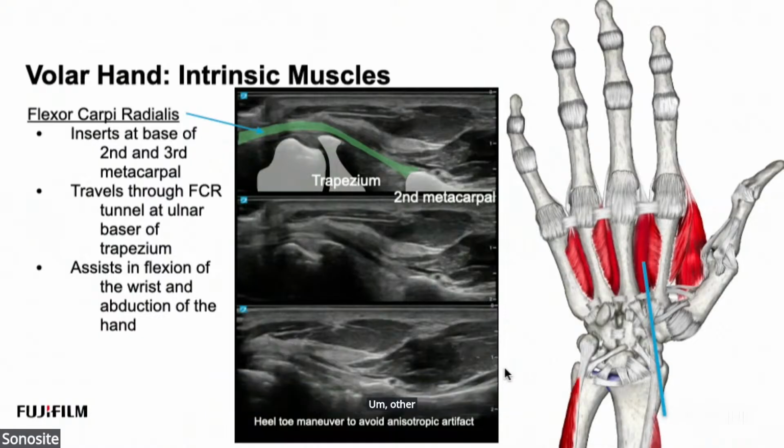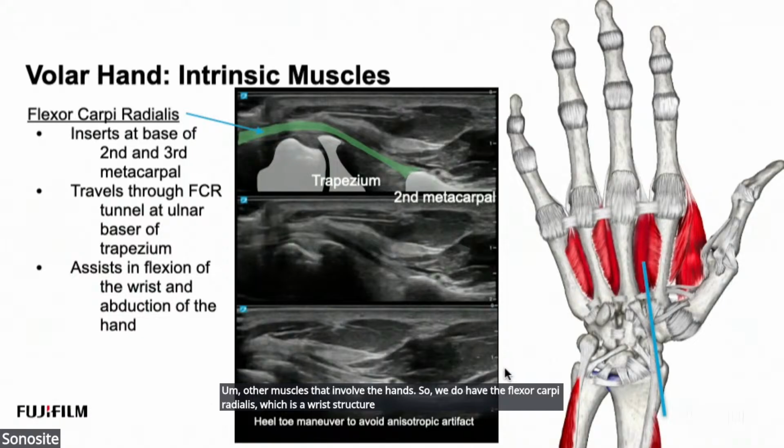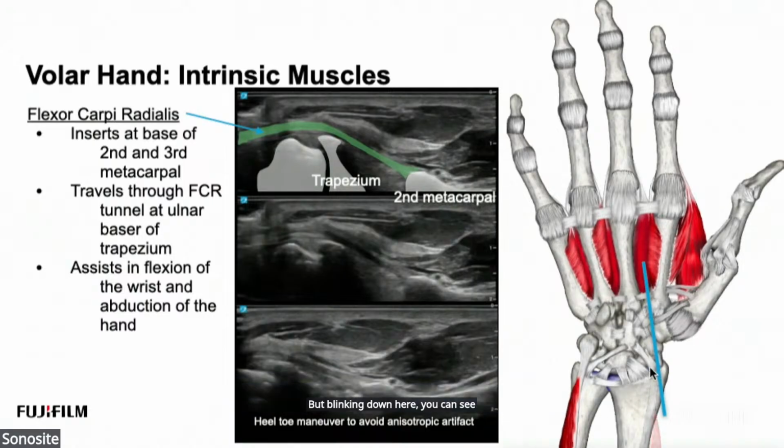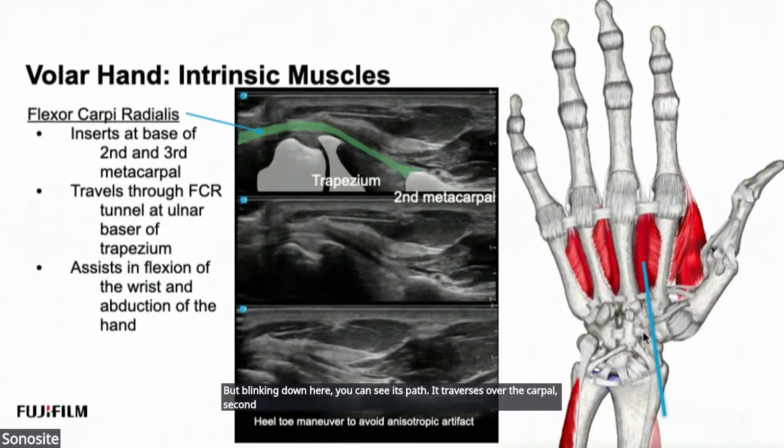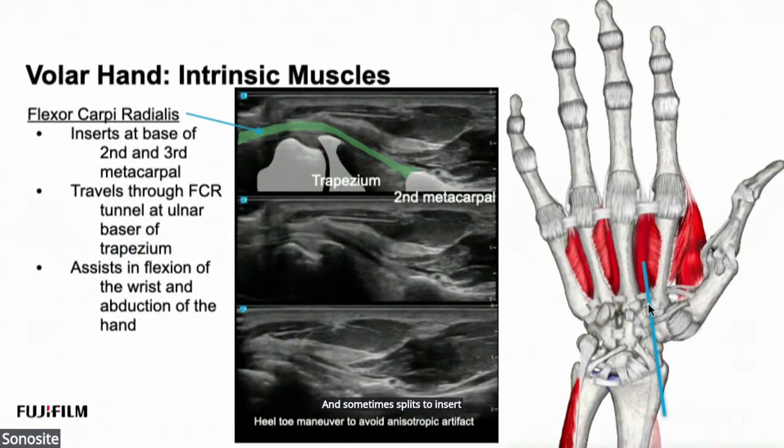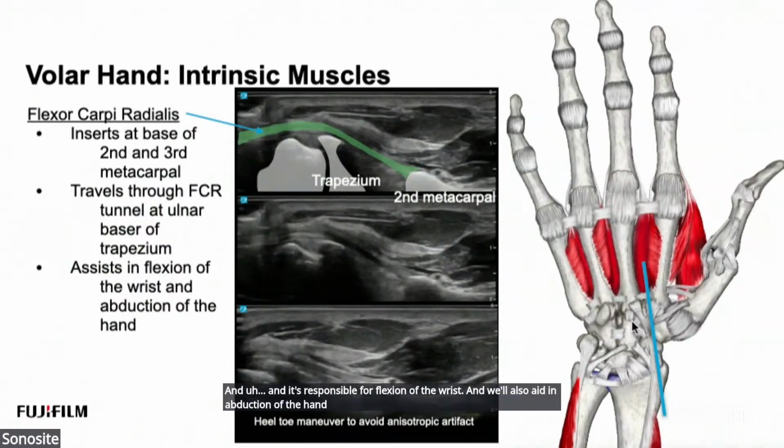Other muscles that involve the hands. So we do have the flexor carpi radialis, which is a wrist structure that we typically talk about and we went over in a little bit of detail in the carpal tunnel webinar. But down here, you can see its path. It traverses over the proximal and distal carpal row, and sometimes splits to insert on two of the base of the metacarpals, but primarily the base of the second. And it's responsible for flexion of the wrist, and will also aid in abduction of the hand. So it is an important structure. You can have injuries here. It does dive very steep.